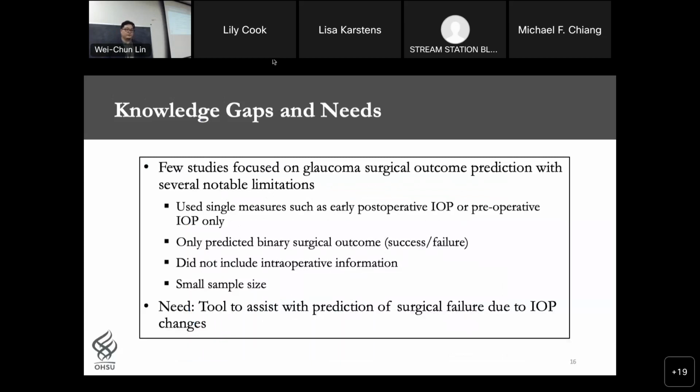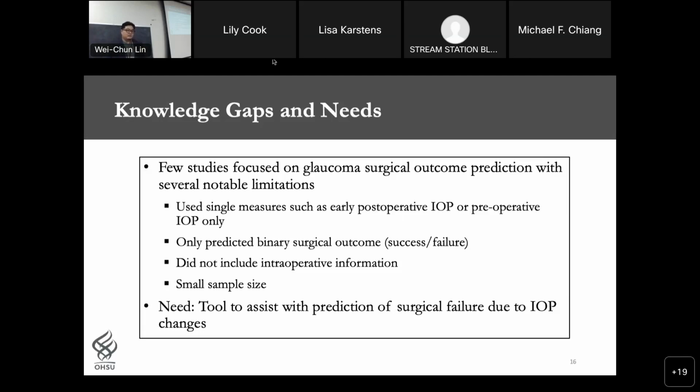Based on our literature review, few studies focus on surgical outcome prediction for glaucoma patients, and there are several notable knowledge gaps. First, most studies use a single measure, such as the IOP before the surgery or the early postoperative IOP, to try to predict the long-term outcome. However, there are many factors that might correlate to the surgical outcome, such as eye measures, visual acuity, patient's condition, chronic disease, medication use, or the surgery itself. So using single measures sometimes is questionable.